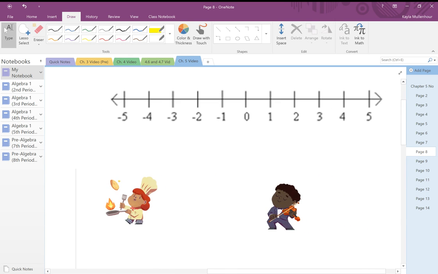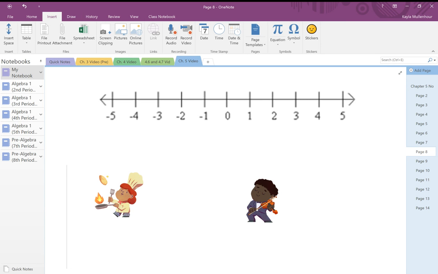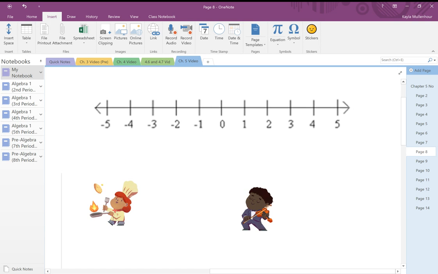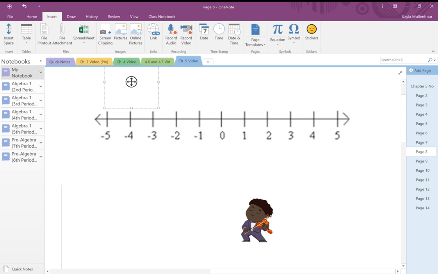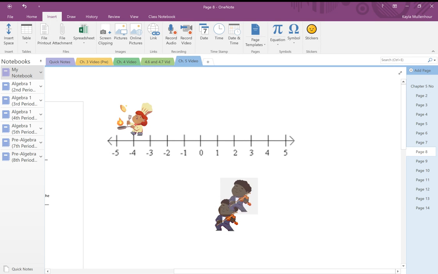I have these little characters here and a number line. Let me take this little chef here and place her on the number line right there. Where'd she go? Did she disappear? Let me try that. There she is. Okay, and then take this little violinist and move him here on the number line.